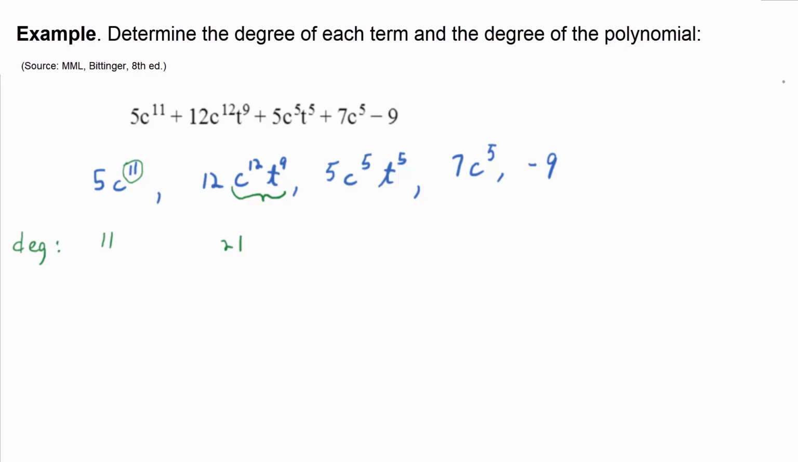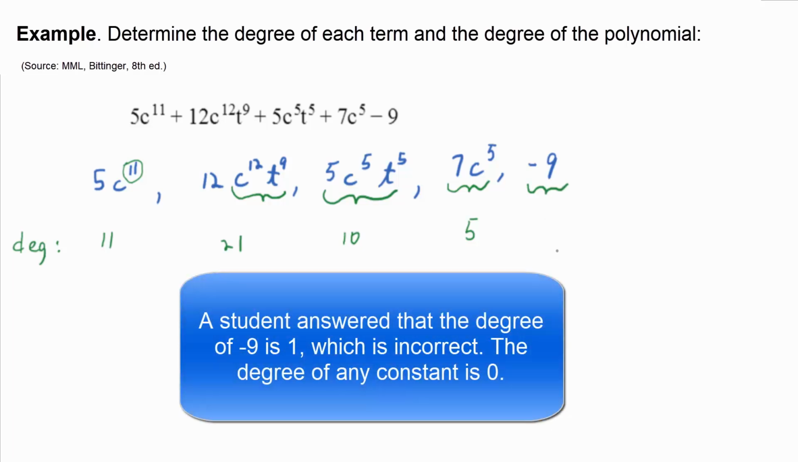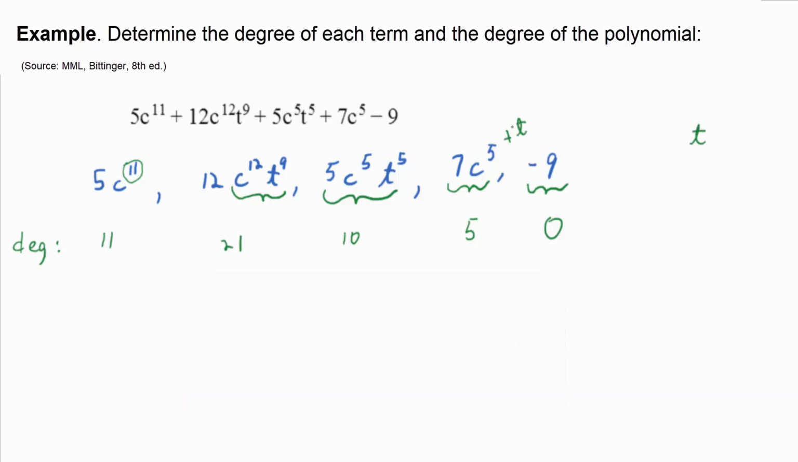What's the degree of the third term? You see c to the 5th, t to the 5th, you add the exponents to get 10. What's the degree of just 7c to the 5th, this second to last term? Just 5, because there is no second exponent to add to it. What do you think the degree of a constant term is? 0. If you had a plus t somewhere in here, then there's a hidden exponent of 1 there. The degree of that term would be 1.